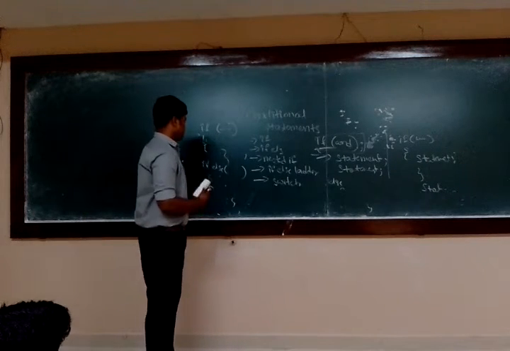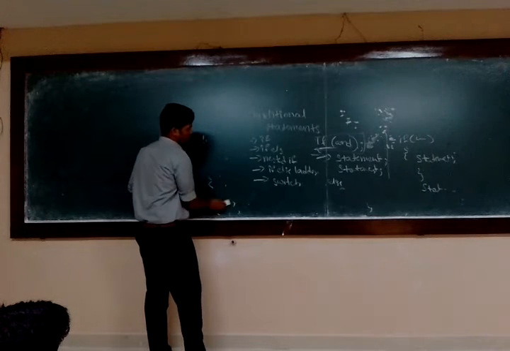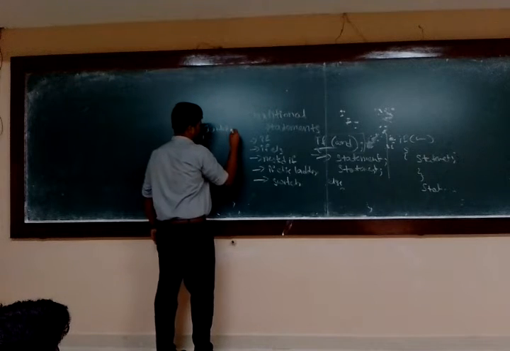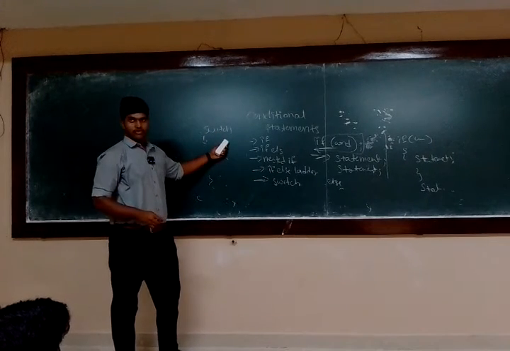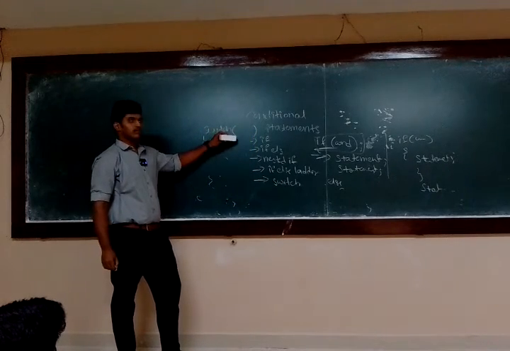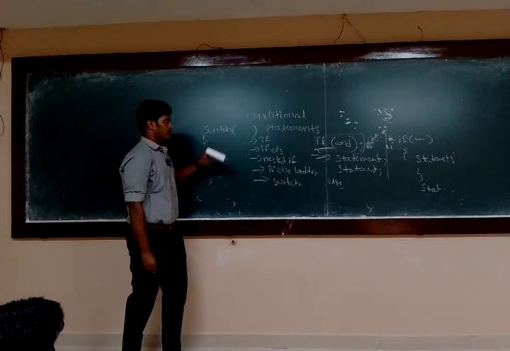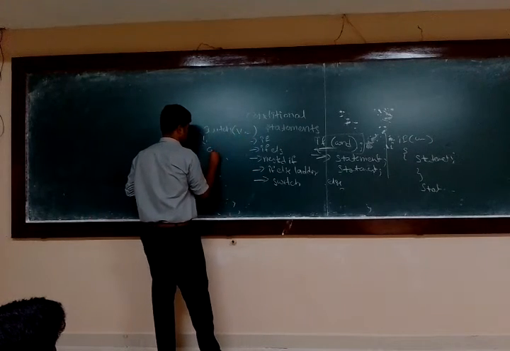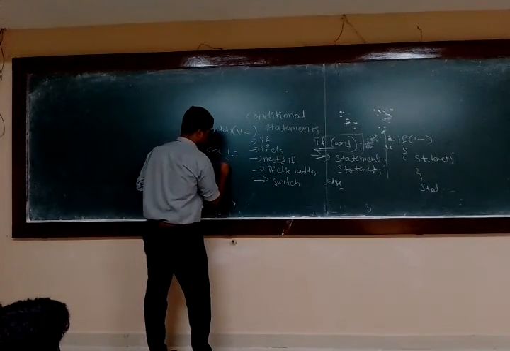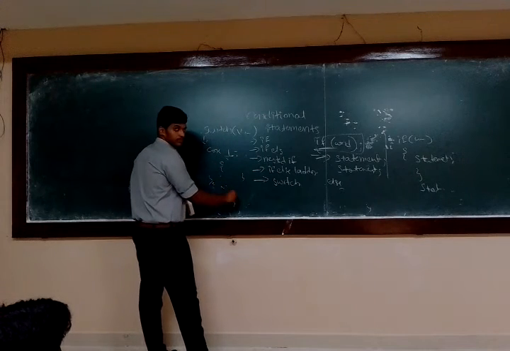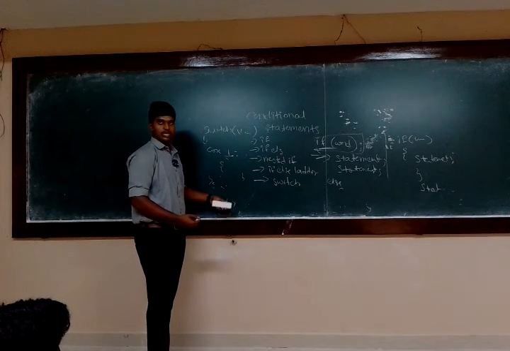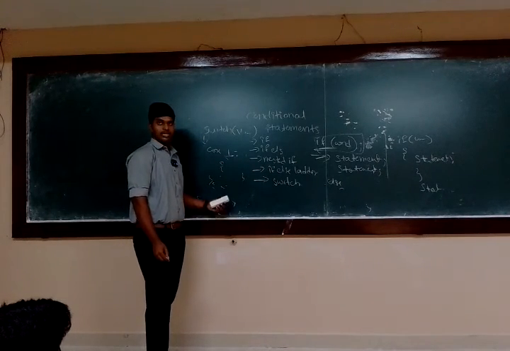Okay, next is the switch statement. Switch, you write here, and you have to mention the variable here, the variable you are going to take as input. Case 1 means if you enter 1 in the variable, then this block of code is going to execute. Then case 2, if you enter 2 in the variable, then the other block is going to execute. Likewise you can give as many cases as you want.